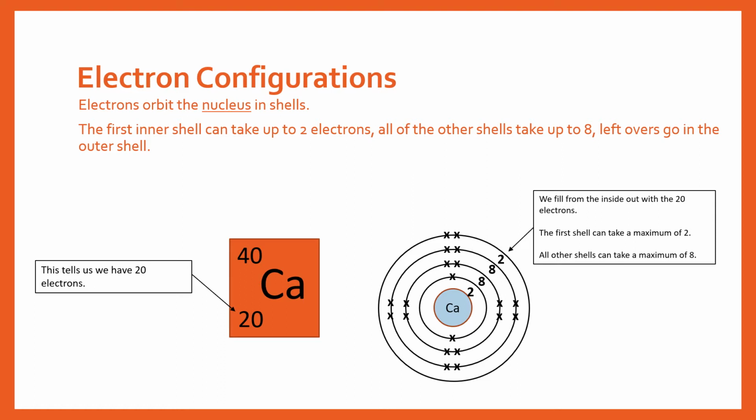Calcium has the atomic number of 20. Now that tells us that calcium has 20 protons. If calcium has 20 protons, we also know that calcium has 20 electrons because the number of protons and electrons are the same. That's why an atom is neutral, it has no overall charge.